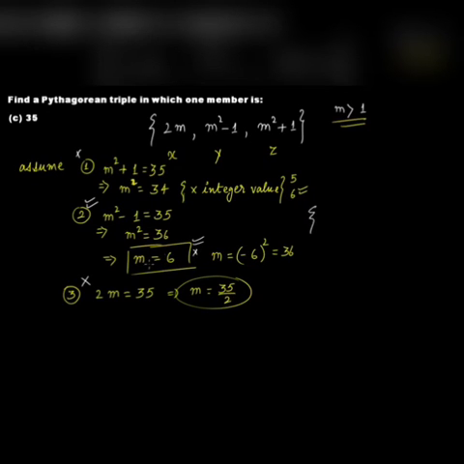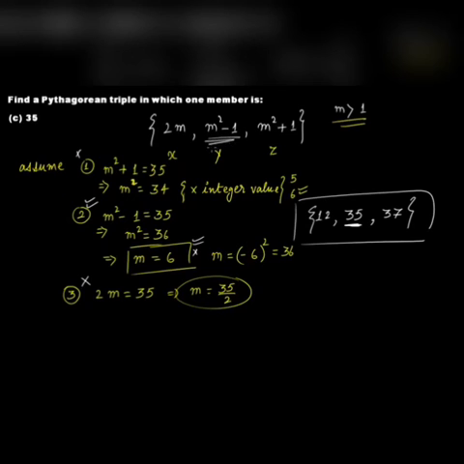Now if you put this value of m here, you get 12. Then 6 squared is 36, minus 1 is 35. And 6 squared is 36, plus 1 is 37. So this is our Pythagorean triple for this one, where this 35 is actually m squared minus 1.